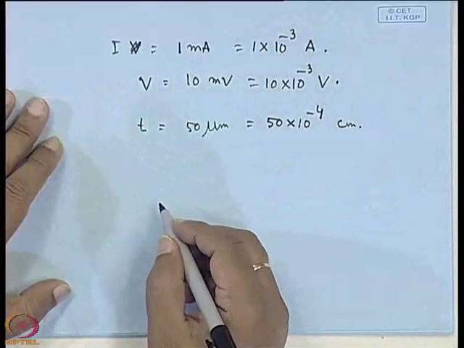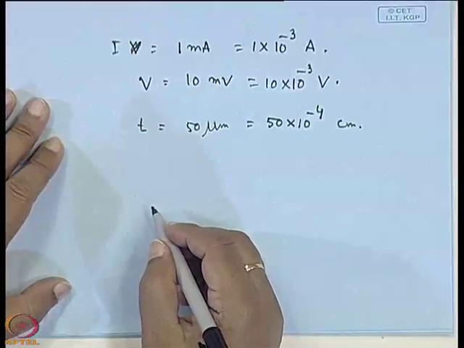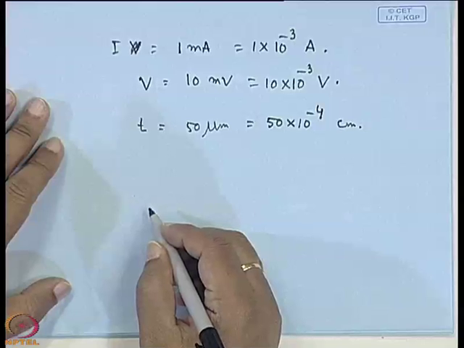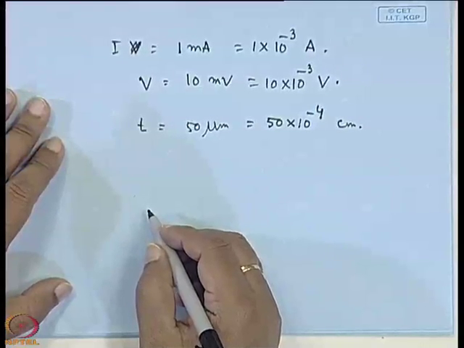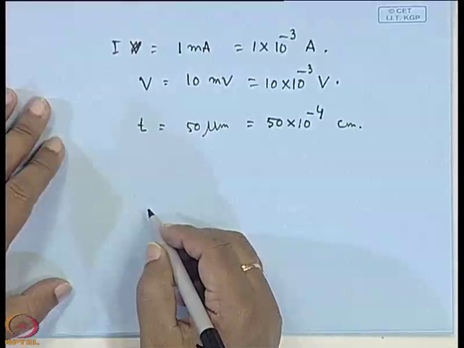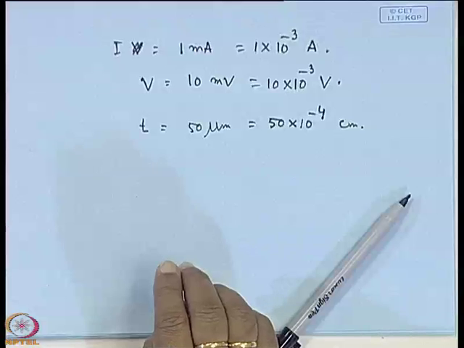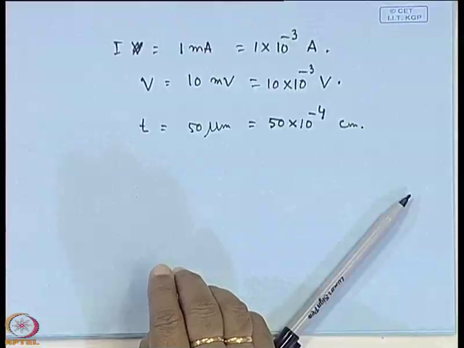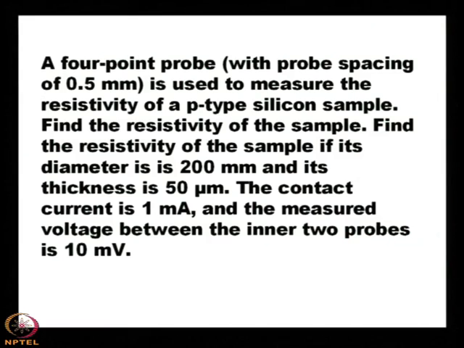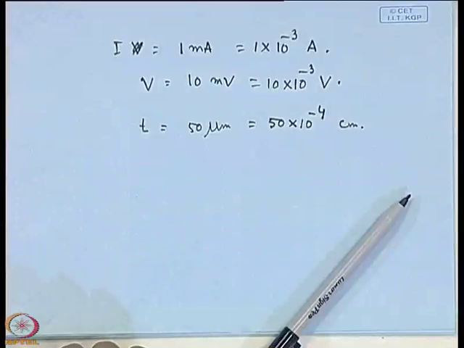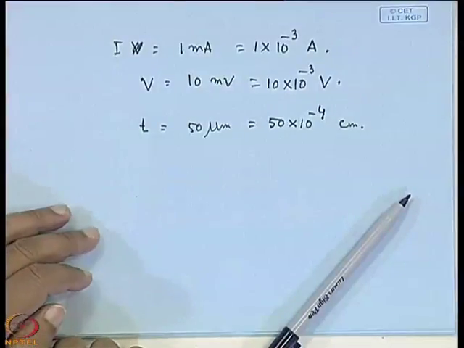And one thing you need, it is the correction factor. What is the correction factor? It is 4.53. Why is it 4.53? Pi by ln 2 is the correction factor for a circular sample, but here why is it so?